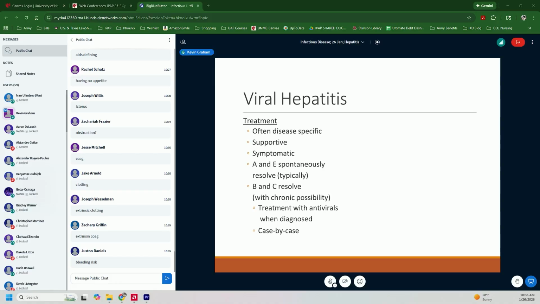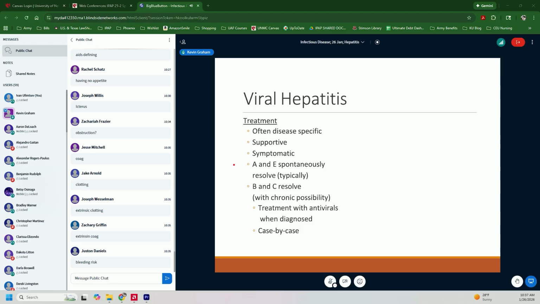All right, some treatment options. These are disease specific, meaning depending on which of the viral hepatitis is at play, we might change our treatment plan. Overall, supportive, symptomatic therapy works for most patients. A lot of these will resolve on their own, specifically A and E. We just talked about A and E a little bit ago.